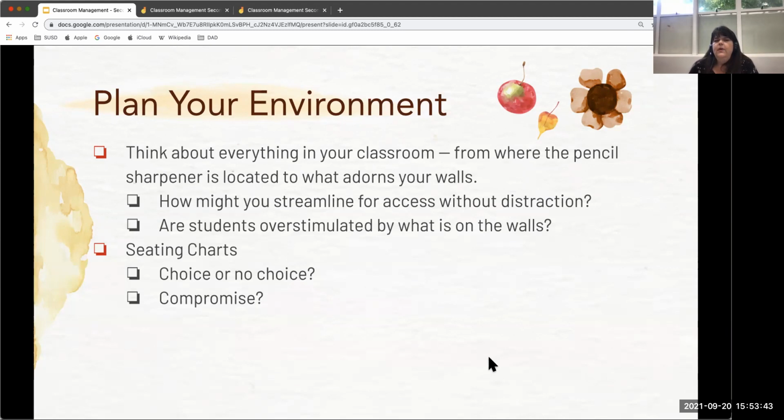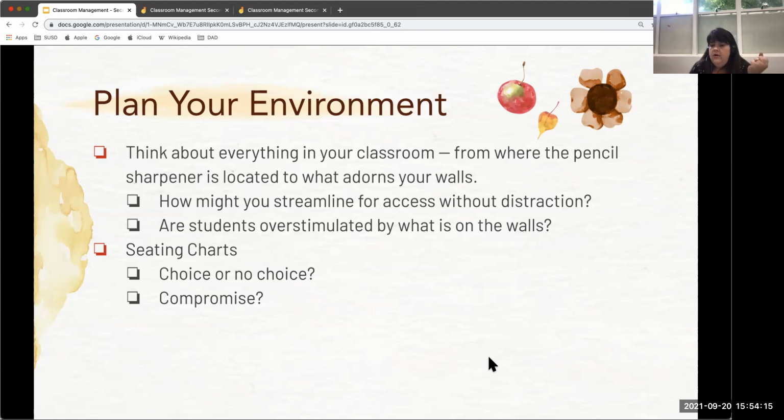Okay, so where is the pencil sharpener located? Is it in the front of your room so that if a kid needs to get up and sharpen a pencil in the middle of your presentation, they're disrupting everybody, or is it in a discreet location? That's a simple example, but when you set up things in your classroom, that's something to think about. I didn't realize, and this was something I never thought of, but are students overstimulated by what is on the walls?